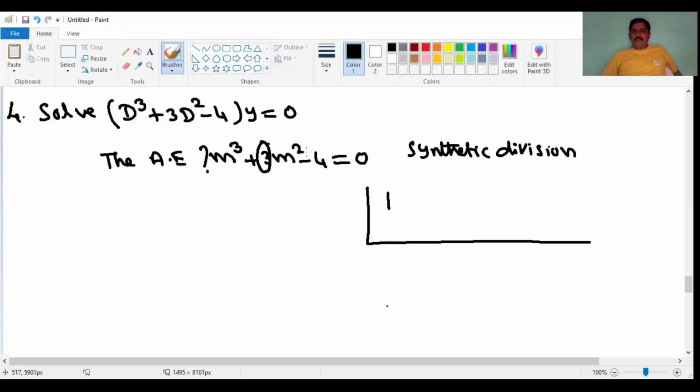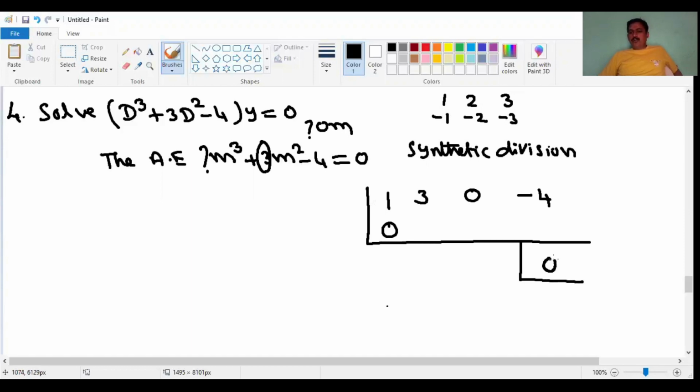Here the m square coefficient is 3. There is no m, so make it 0m there. Therefore, your m coefficient is 0. Next the constant is minus 4. Now to find the root here, we have to take values in the form of trial and error method: 1, minus 1, 2, minus 2, 3, minus 3, like that we have to check. Once the last term gives 0, your root will be the exact root. Otherwise, you change the value and go with the next value like minus 1, 2, minus 2, like that, and proceed.